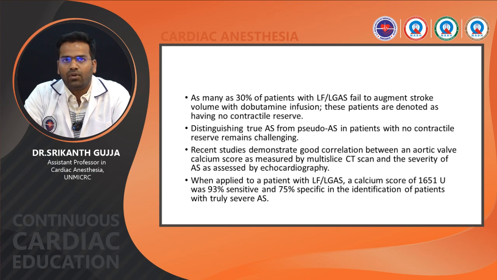Recent studies demonstrate good correlation between aortic valve calcium score as measured by multi-slice CT scan and severity of aortic stenosis as assessed by the echo. When applied to a patient with low flow, low gradient AS, a calcium score of 1651 units was 93% sensitive and 75% specific in identification of these patients with a truly severe AS.